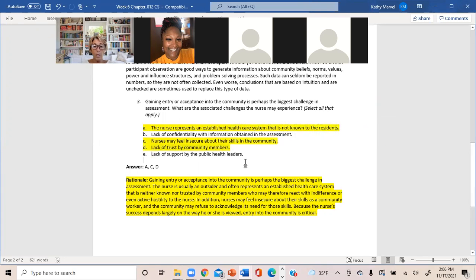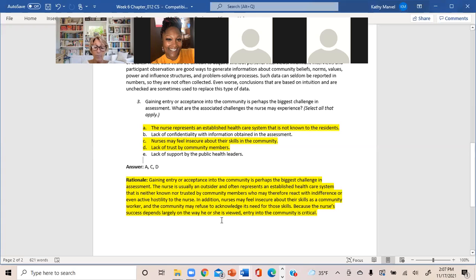Okay, so when you go into a community, you have to establish trust. How do you gather trust and acceptance? Right. Well, the question is asking for challenges. Let's read the rationale first. Gaining entry or acceptance into a community is perhaps the biggest challenge. That's a big statement. Okay, so what we need to understand is what is the biggest challenge for the nurse as she goes into a community to do a community assessment. Okay, the biggest challenge is gaining entry or acceptance, trust.